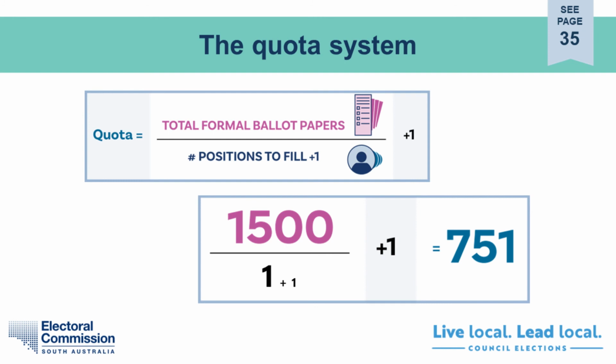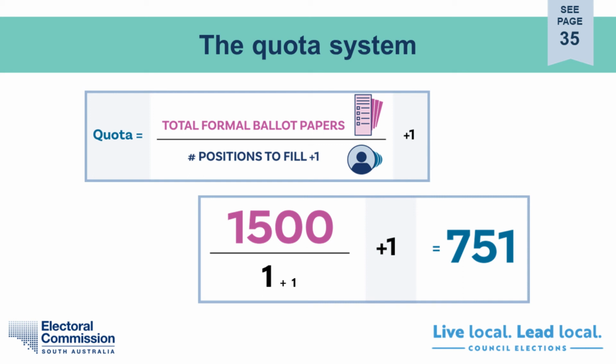We use a quota system to calculate how many candidates are elected. This means that to be elected, a candidate must obtain a quota of formal votes. But what is this quota? The quota is unique to every election, and it is determined using a mathematical formula. It works like this. First, count the number of formal ballot papers. Then divide that figure by 1 more than the number of vacancies to be filled. Then add 1 to the final figure and disregard any fractional remainder.